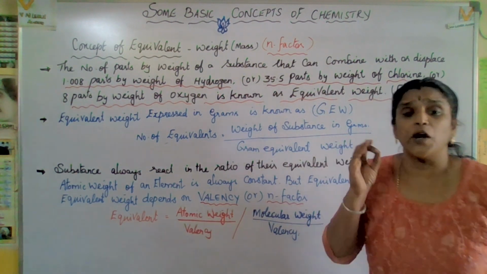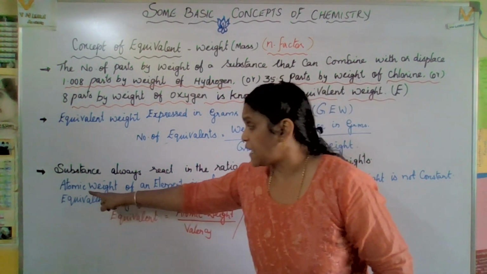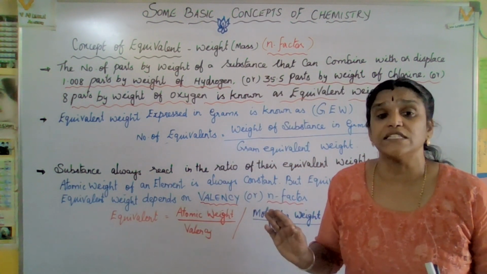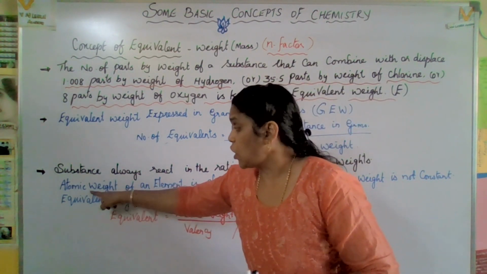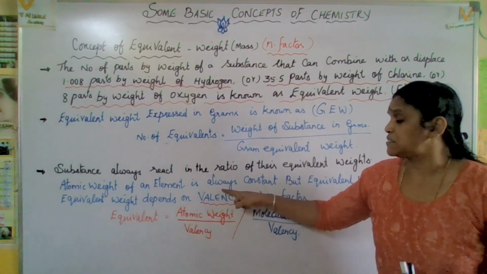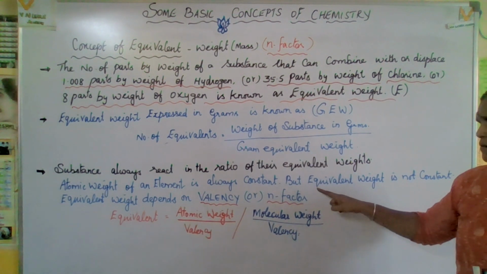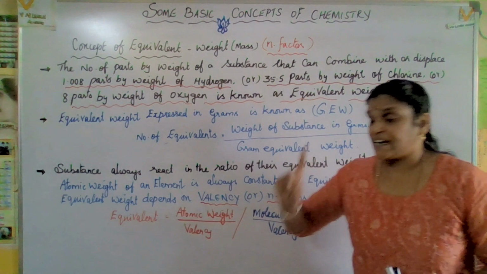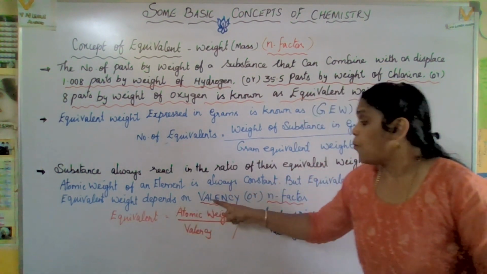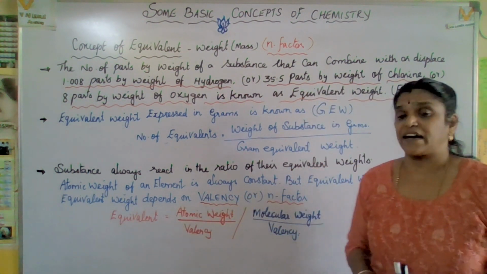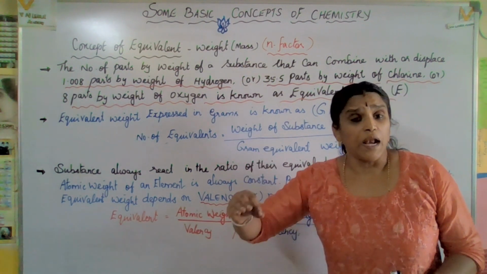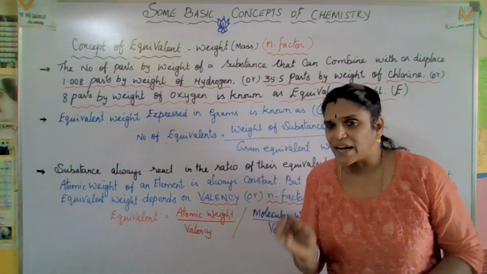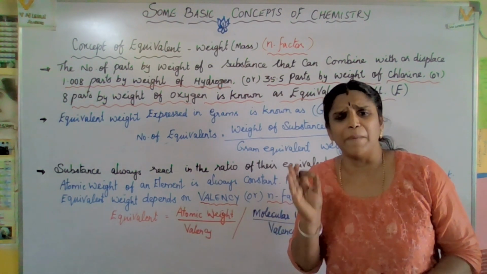Now, one important point to be noted: the atomic weight of an element is always constant. Come on, note the point. Atomic weight of an element is always constant, but equivalent weight is not constant. It depends on valency or n factor. So equivalent weight depends on valency. I hope you got a clear idea about what we mean by equivalent weight.